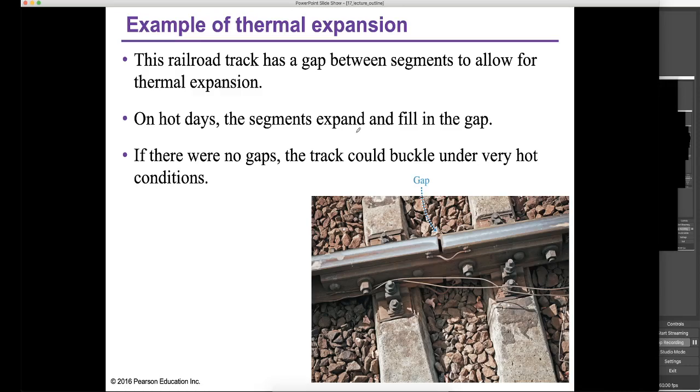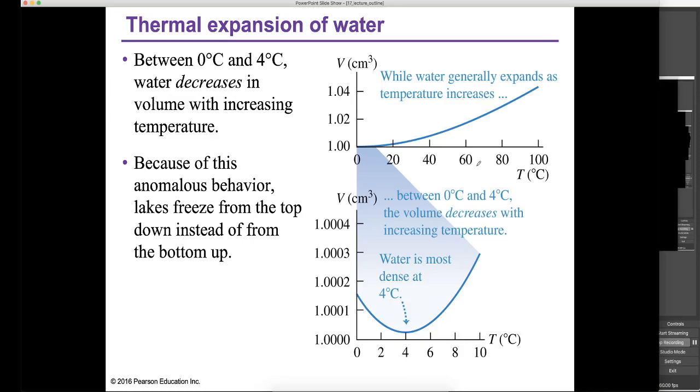That's why, for example, on the roadway, the railroad track always has a gap between segments to allow for thermal expansion. Because in summer, when the temperature is very high, the railroad track grows in size. So the length will increase. You have to have some gap to avoid the buckles.